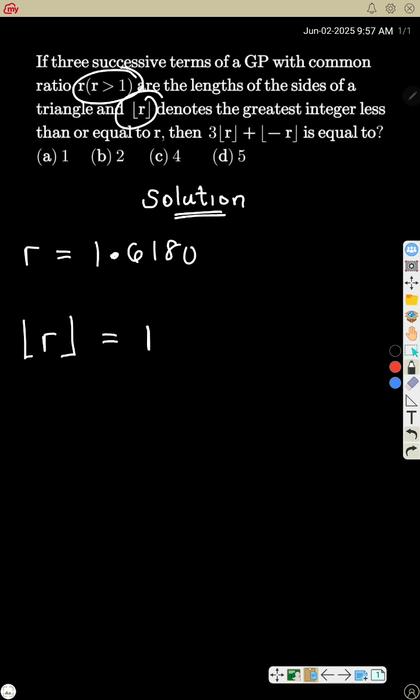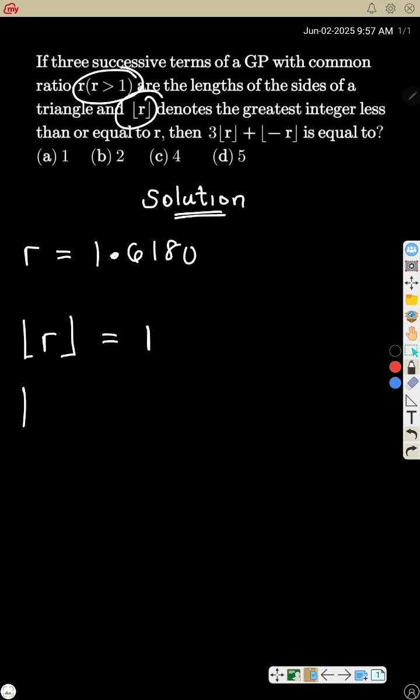Why is it 1? Because 1.6 is bigger than 1. And the floor function here denotes a number that is less than or equal to r. So the number that is immediately less than 1.6 is 1. So you go with the lesser number. Don't approximate. The number that is less than 1.6 is 1. So the floor of r is 1.